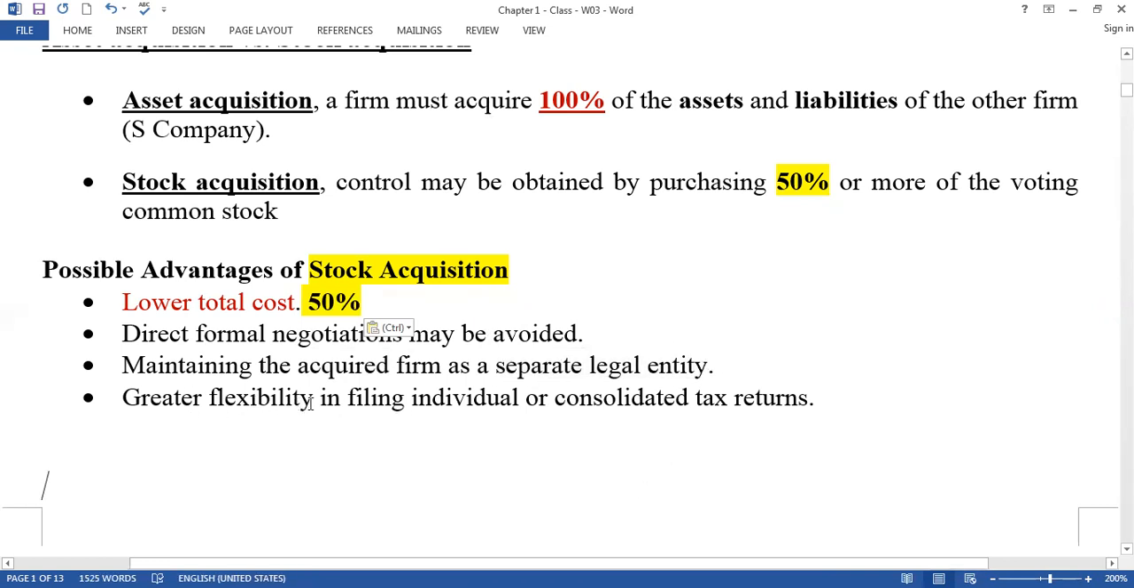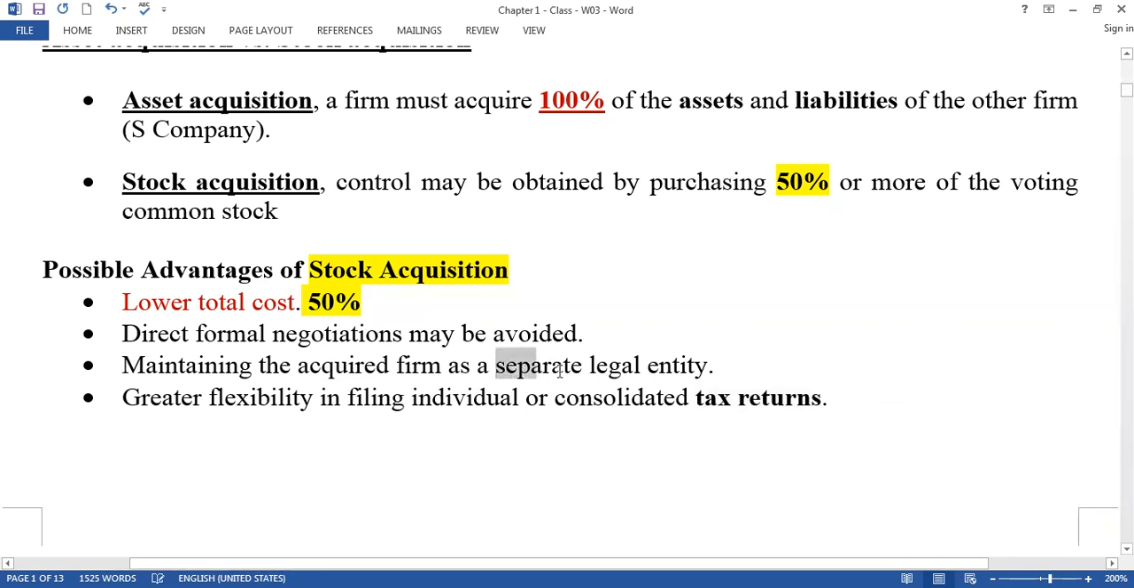Now the last one is the greater flexibility in filing individual and consolidated tax returns. I remember you have already taken the tax course. If you study the second part of the tax course, you find that whenever you acquire another company through stock, and you prepare the tax return file, there is more flexibility. You have some more benefit than if you go for the asset acquisition. So for tax returns, you are going to get benefit if you go for a stock acquisition. This is one point.